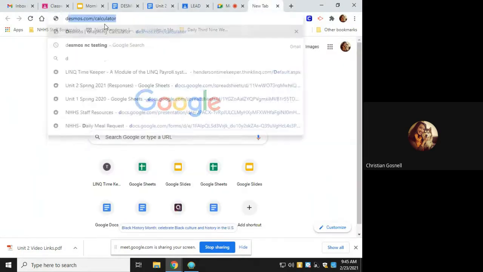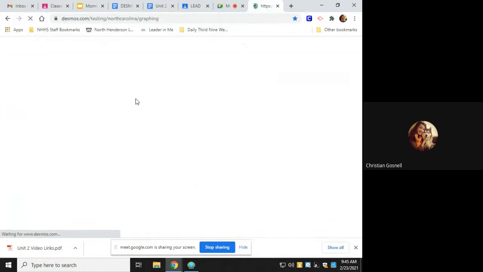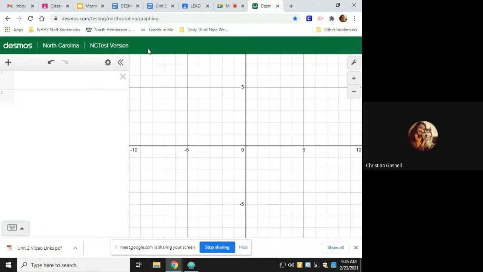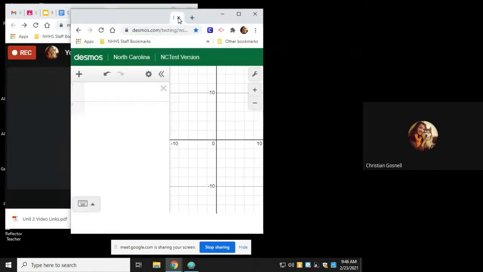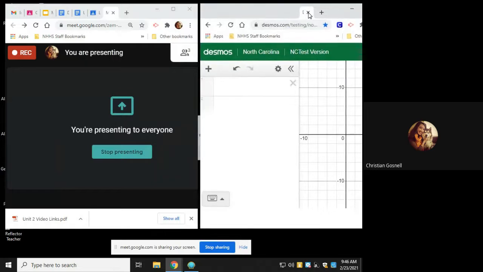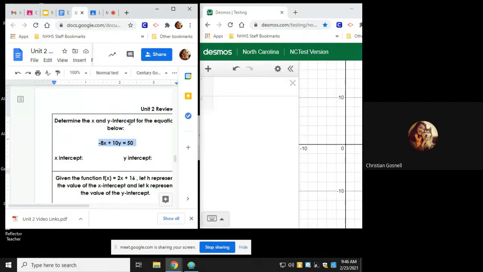So what you want to do is go to Desmos and select testing. You know you're at the right spot if your calculator has this green bar up the top and it says the North Carolina test version. Also, what you might want to do is split screen. I made that window smaller, and then I'm going to drag Desmos side by side so that I can look at the problem I'm working on and type it in at the same time.